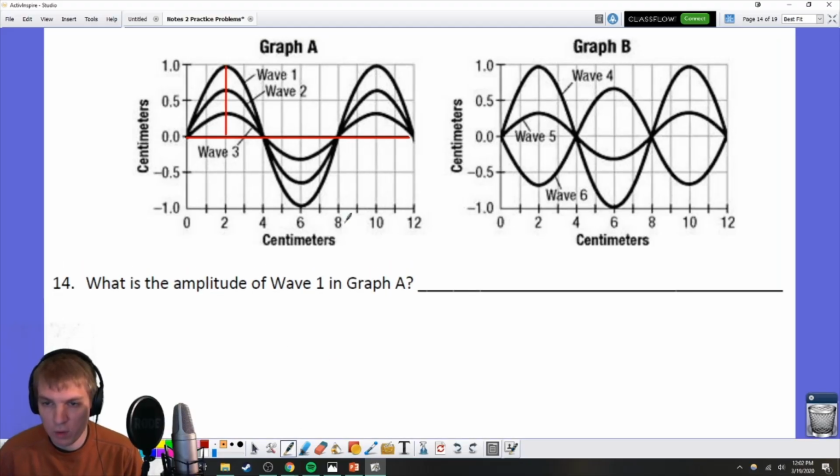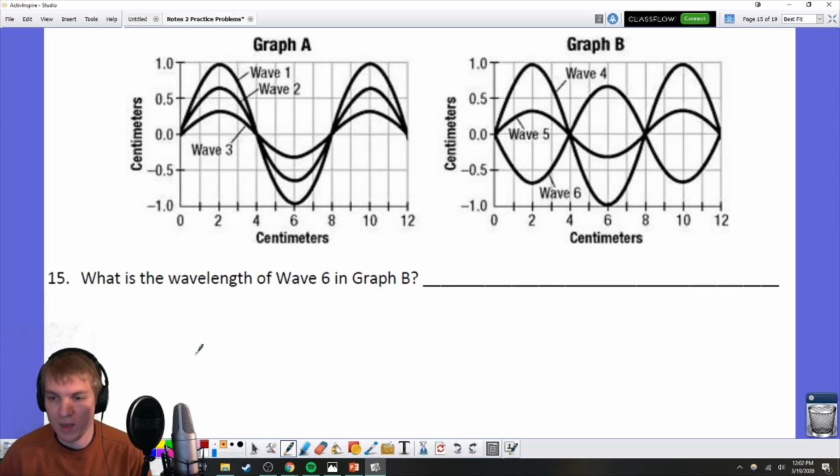So if you take a look at the y-axis, you can say that it's 1, but 1 is not a good enough answer. So we can't just say 1. We have to also include the unit. So that's when we have to read the axis here. So it's 1 centimeter or 1 cm. That is the amplitude of wave 1.